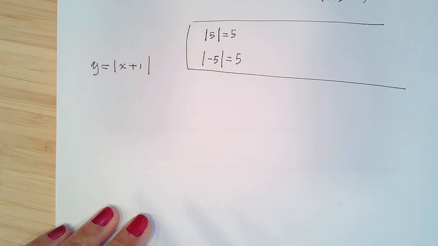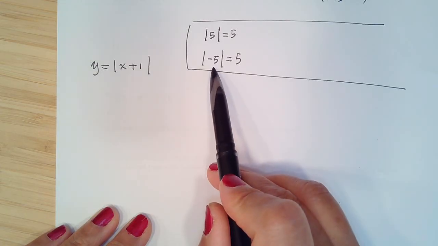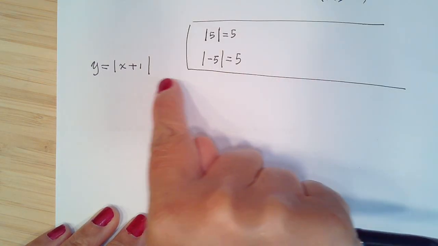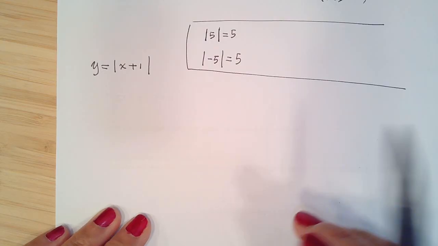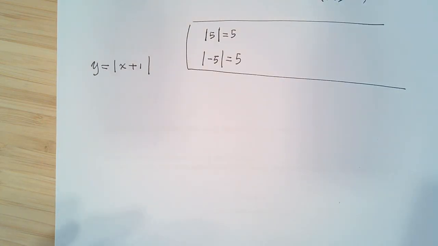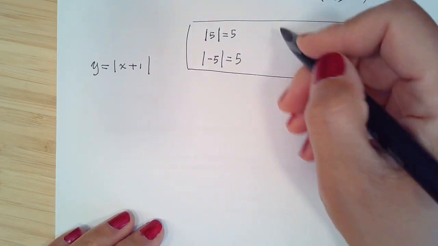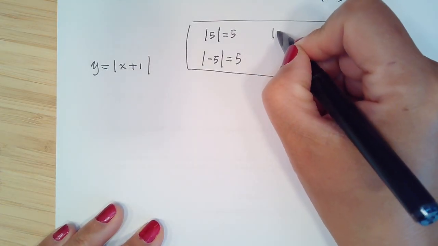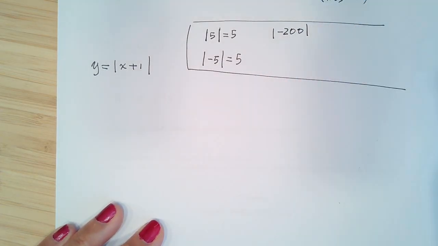If you plot a negative 5 on the number line, which should be 5 units to the left of the origin, what's the distance between that point and 0? It's also 5. So we only talk about a positive value. So what about a negative 200? Absolute value, that is just 200.